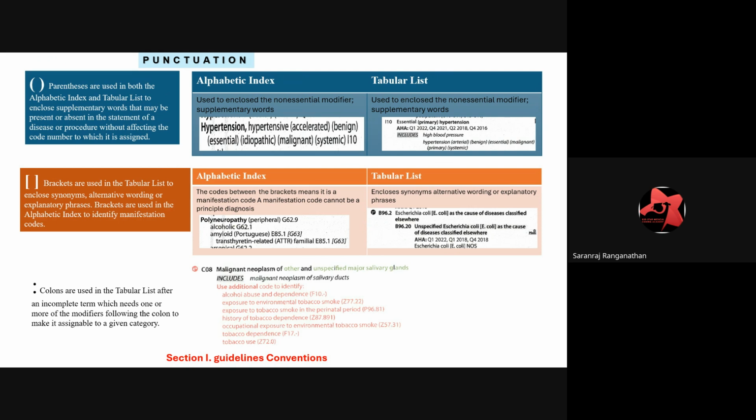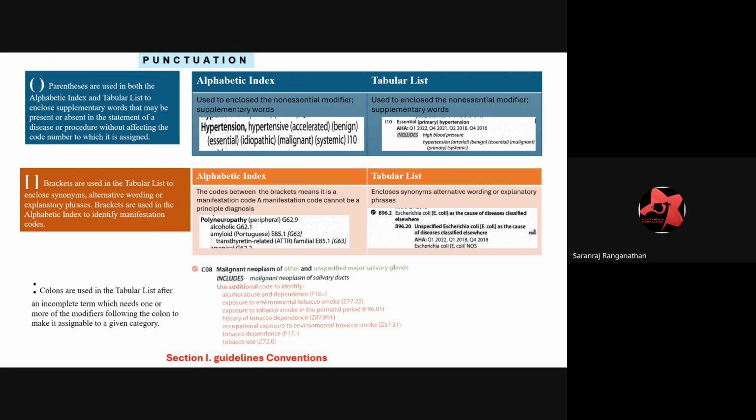Here in the index it will tell you the manifestation code, and in the tabular list it will give you the synonyms for that particular phrase or particular wording. Then the colon. So the colon will give you some description.